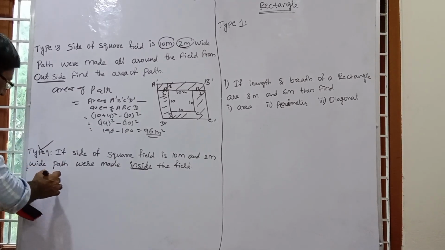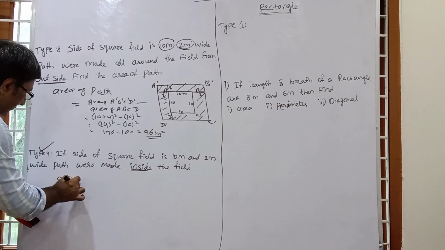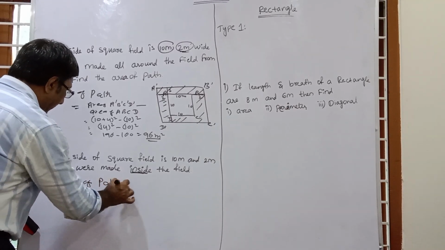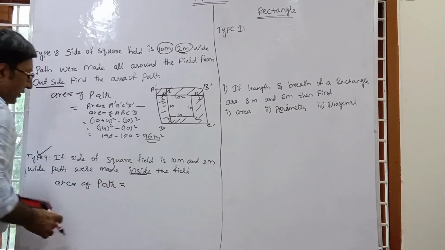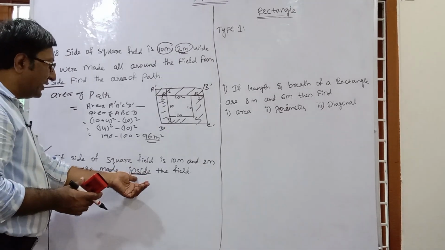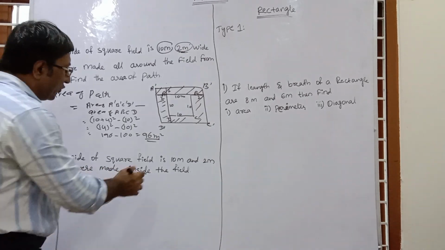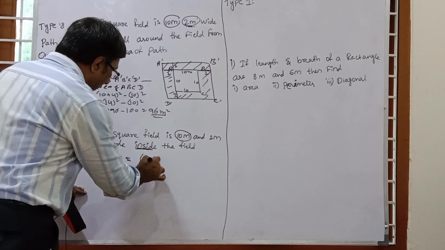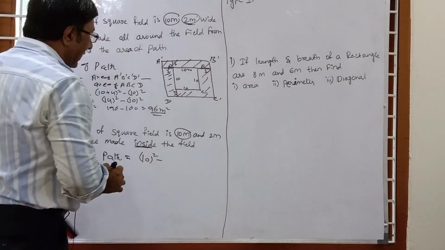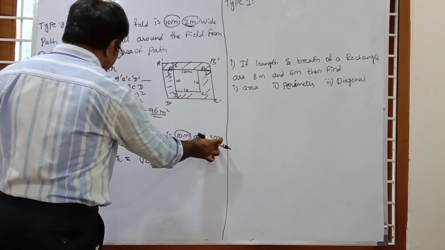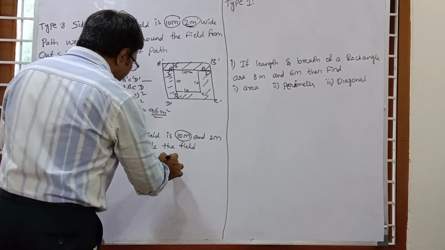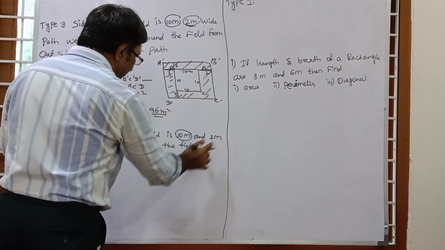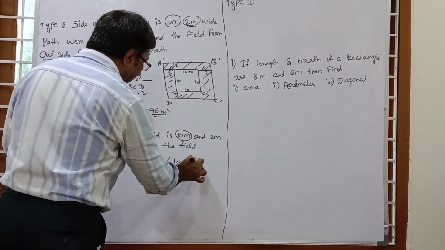See, so again, the area of the path, when the path is inside the field, then the trick is what? First you take the original, that is 10. So 10 square minus. Now this is 10 and 2 meters wide. So this is 10 minus twice the width. So 2 twos are 4. So 10 minus 4 whole square.